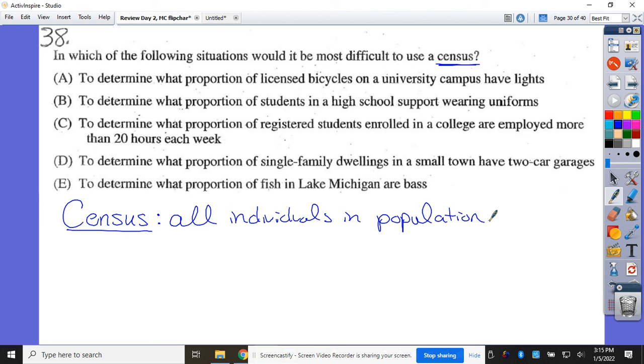Now, this one talks about a proportion for all of them, but for a census, we're just trying to see can we obtain all the individuals or not. So I don't even care about what my success is. So for A, this doesn't matter. And what is my success? What am I deeming as success in A? Having lights and being licensed. So I don't care about this. I just care about obtaining all my individuals. So my individuals in this one are licensed bicycles on the university campus. So I'm basically saying I don't care about what I'm obtaining other than the individuals.